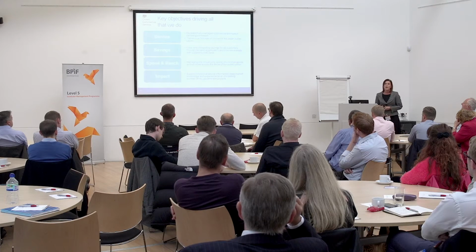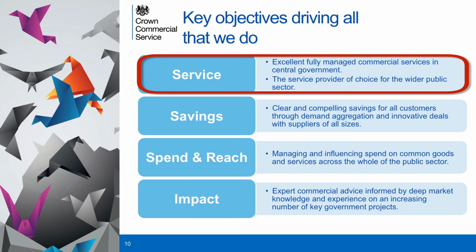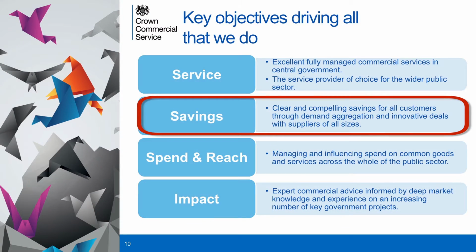We've got a number of objectives that underpin everything that we do. Obviously, service. We need to focus on delivering better commercial services to government. We need to be seen as the provider of choice, not just because you have to use Crown Commercial Services or any other government contract. It's because you want to, because it is best value for money. Savings, again, we've articulated that. That's not going to go away.